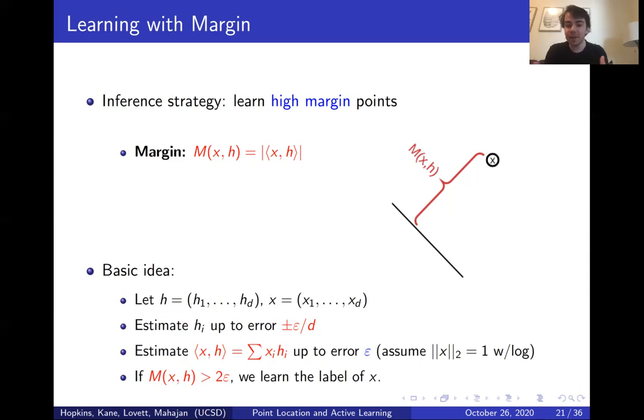Now, the idea here is that if we measure this estimated inner product and we get an answer that's above epsilon or below negative epsilon, because we only have error epsilon, this means that we know the sign of the inner product, which is the label. So in other words, if we measure margin greater than epsilon, we can infer the label. We can be 100% sure of what the label is. Now, if x has margin greater than 2 epsilon, again, because we're correct up to plus or minus epsilon, we are guaranteed to measure greater than epsilon. And like I just said, if we measure greater than epsilon, we can infer the label. So this method allows us to infer the label of any point which has margin greater than 2 epsilon.